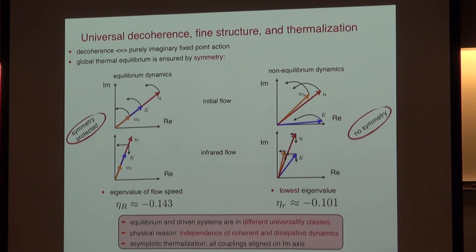I could say a lot more about the structure in this problem. But the dynamical exponent, for example, and all the exponents, except this decoherence exponent, which we identified as a new one, all coincide with equilibrium. And that's the statement that I'm making here in this asymptotic thermalization.